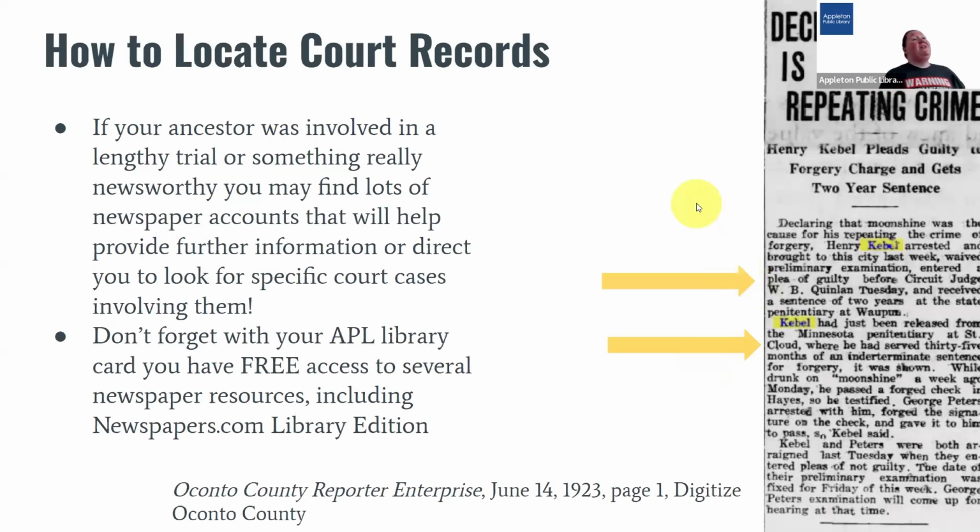If they were involved in something really lengthy or really newsworthy, like a brother of John, Henry, he was another sassy one, he declared that moonshine was the cause for him committing a crime. So he's got a lengthy rap sheet. This is just one of his court cases, and I can see he appeared before this circuit judge, so now I know what time period, and it says he received a sentence of 2 years at a state penitentiary in Waupun. Well, now I know he served time. I should follow up with that prison record in Waupun.